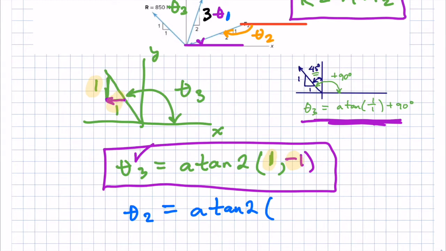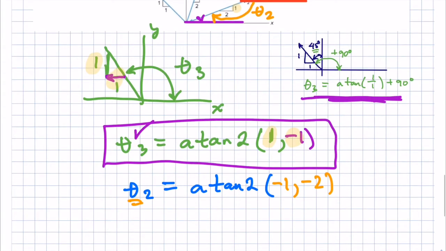Theta 2 is this angle. We see we go down 1, so that would be a -1. And then we go back to the left by 2, so that's also a negative number. So -1, -2. The signs take care of the quadrant. I don't have to think about subtracting from 180 or whatever would happen in this case.